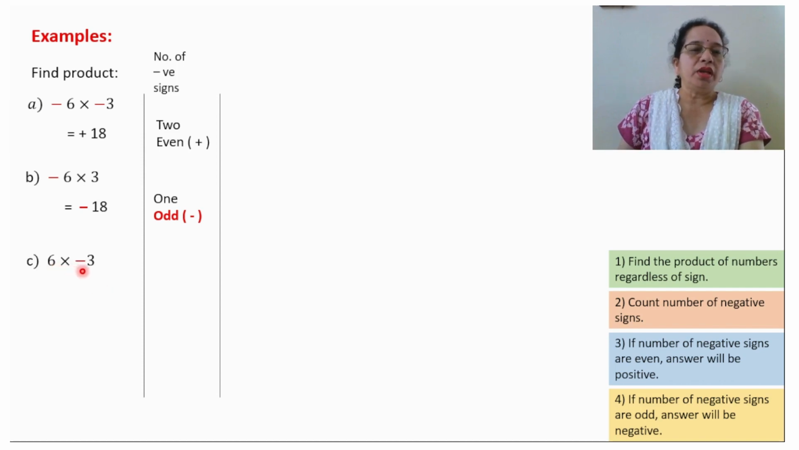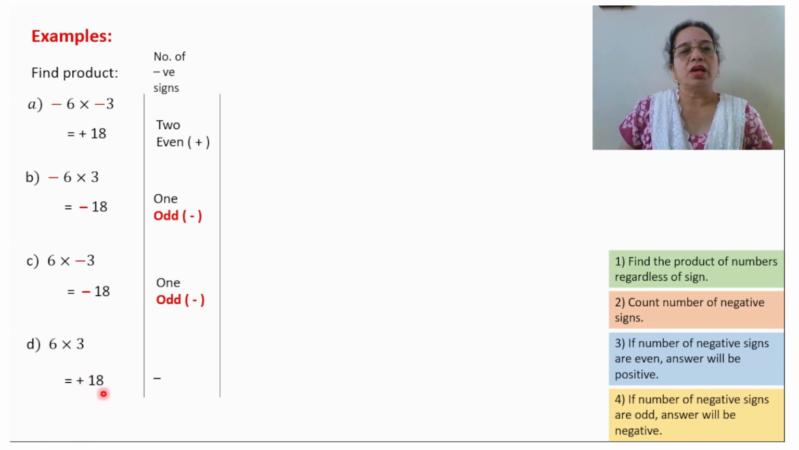Again the total number of negative signs is 1. 1 is an odd number. Multiply the numbers: 6 times 3 is 18, with a minus sign, minus 18. Next, the total number of negative signs: there is no negative sign, so you can make a dash. So just multiply 6 times 3 is 18. The answer will be plus 18.